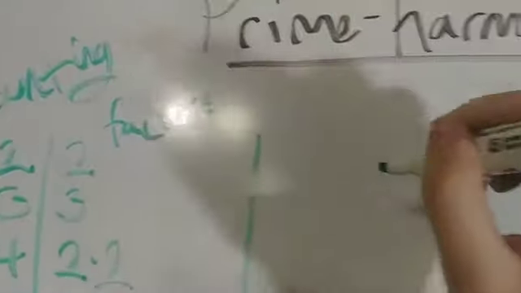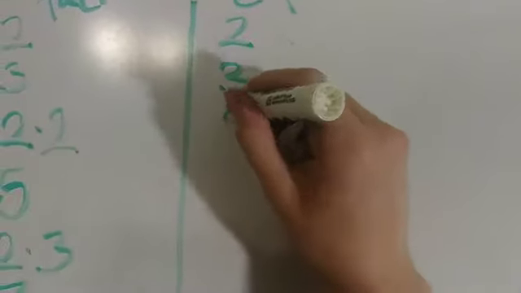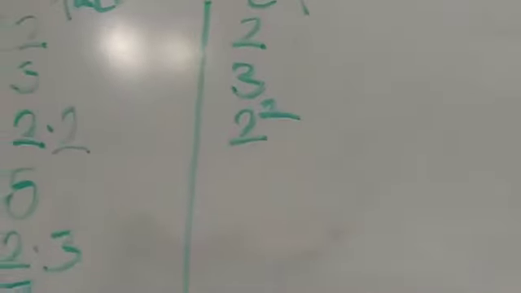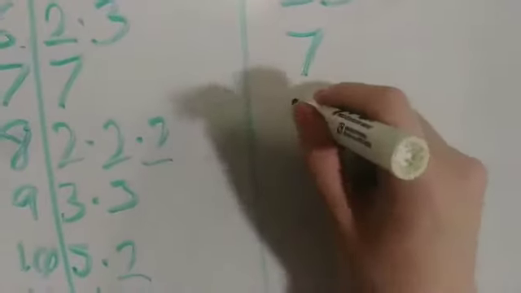Counting. And we'll call this factors. And we'll call this exponents. So 2 is 2. 3 is 3. 4 is 2 squared. 5 is 5. 6 is 2 times 3. 7 is 7. 8 is 2 cubed.